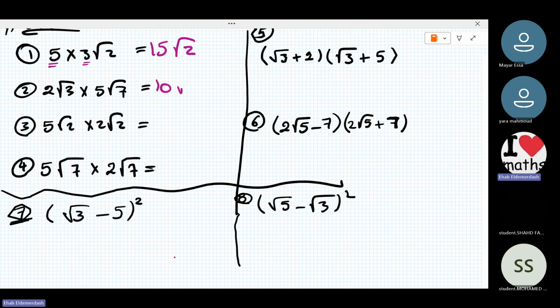Then root 3 with root 7 follows the same rule: root A into root B gives me root AB. So if I have root 3 with root 7, the answer is the root of 21.